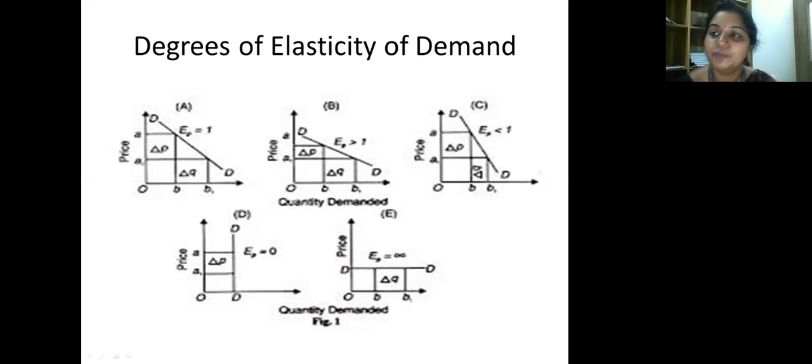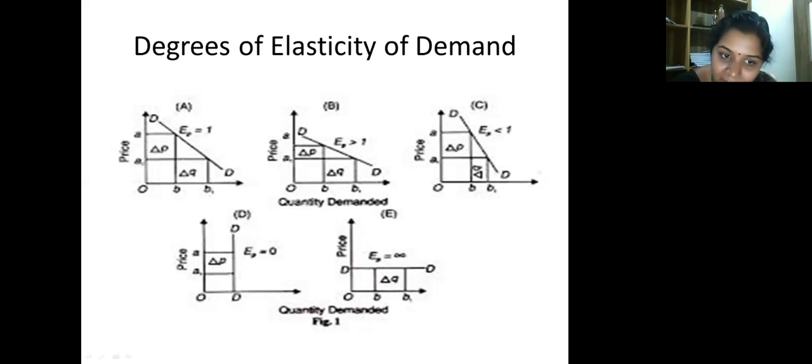Okay, so if a 20% change in price is bringing a 20% change in quantity demanded, in the same proportion, then it is what? Unitary elasticity of demand. Okay, in the same level it is changing. And what is this? Zero elasticity of demand is when a 20% change in price is not bringing any change in the quantity demanded. Okay, so 0% change in demand.